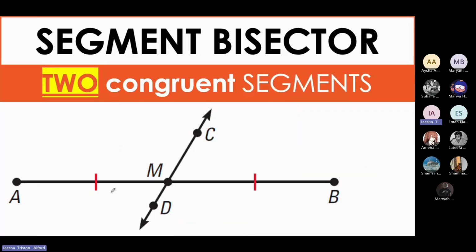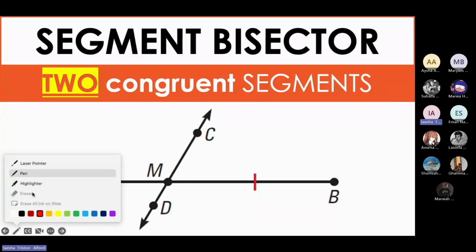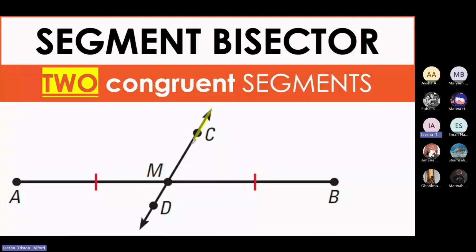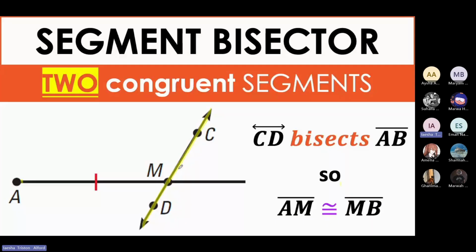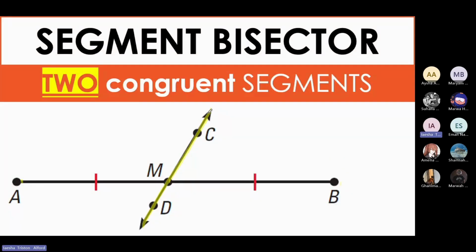The last one here is segment bisector. Very similar to midpoint. But the difference here is that you have a line that is doing the cutting. So here, this line CD is cutting AB. If you take some scissors and cut the yellow line, it's going to make the left side congruent to the right side. So again, if you take some scissors and cut on this yellow line, the distance from A to M is the same as the distance from M to B. They're going to be congruent.